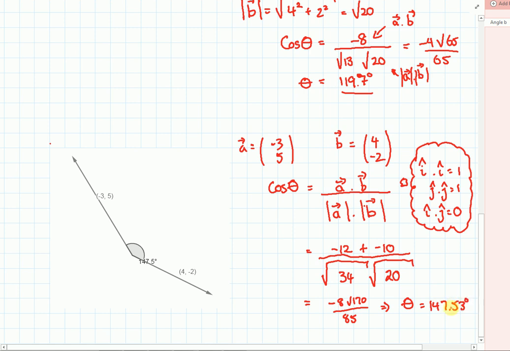So we're verifying these angles. These have actually been shown.